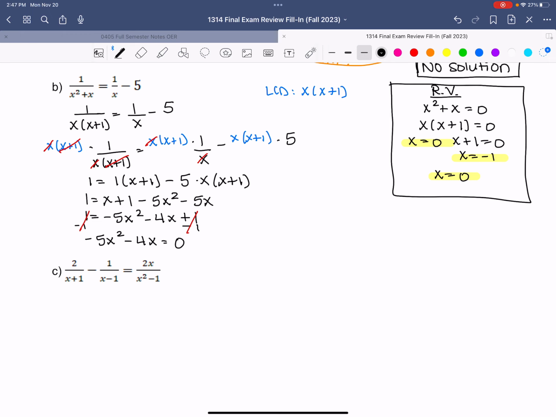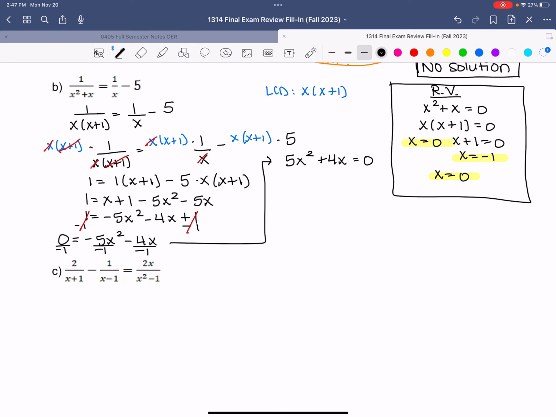Let me write it this way. I'm sorry, guys. Try not to confuse anybody. Okay, so I brought the 0 down on the left, and this ended up being 0 on the right. So now I need to get these to be positive. So if I divide everything by -1, then I have positive 5x squared plus 4x equals 0.